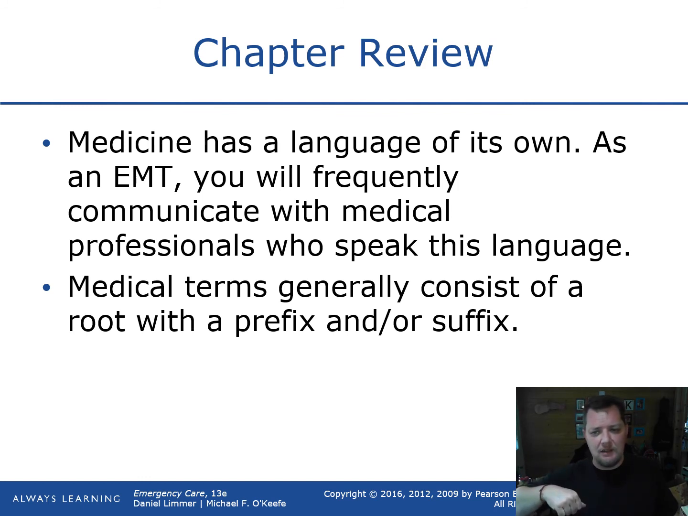So medicine has a language all of its own. As an EMT, you'll frequently communicate with medical professionals who speak this language. We don't all go into it. Doctors don't even specifically say these things because they have to remember that they're speaking to their patients as well. So they have to speak on a level that they understand.